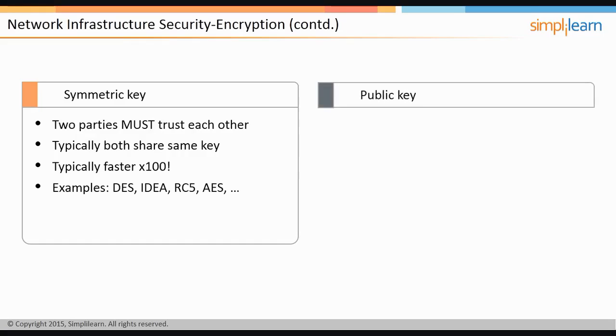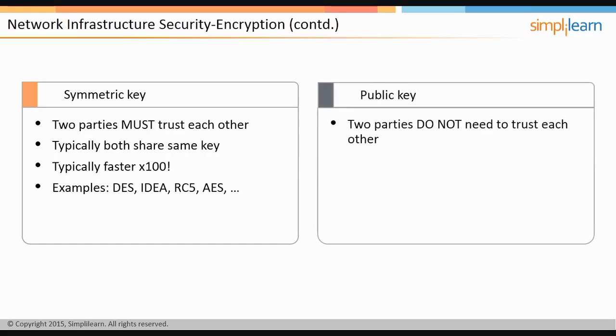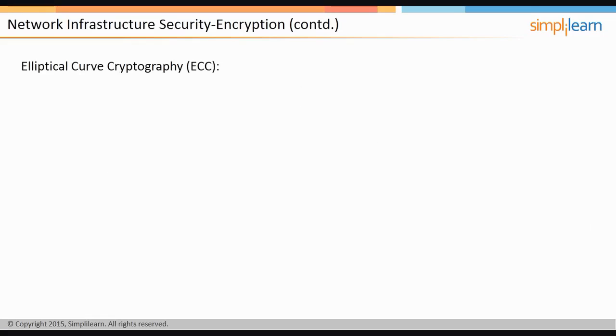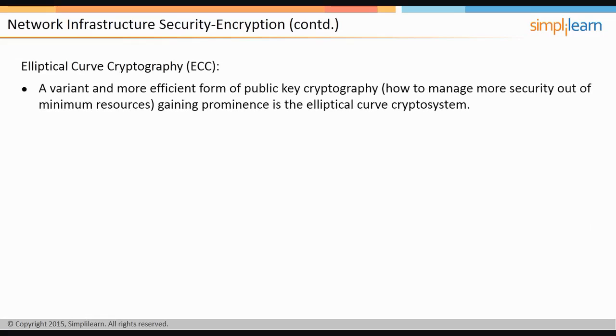In public key encryption, the two parties do not need to trust each other. There are two separate keys, a public key and a private key. It is slower than symmetric key encryption. Examples are RSA, El-Gamal encryption, ECC. Elliptic curve cryptography, ECC, is a variant and more efficient form of public key cryptography.